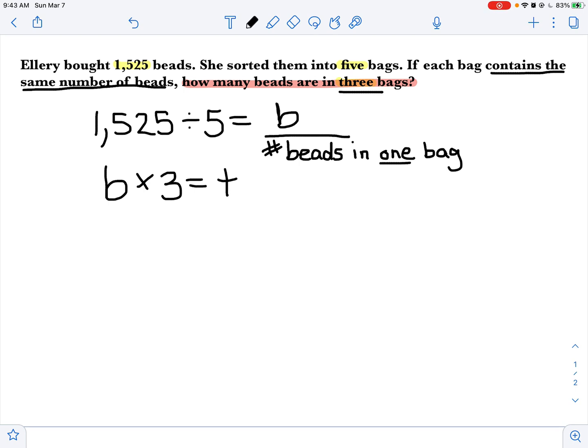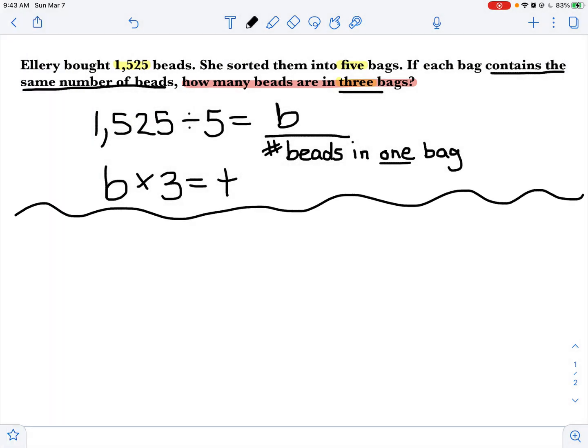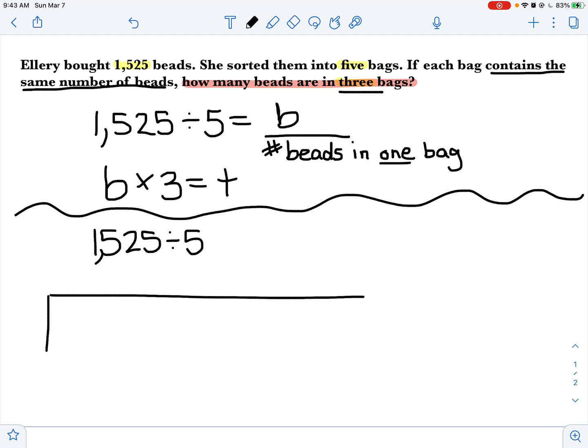So now I've determined what my 2 separate steps are that I need to take, and I'm going to go for it. So I'm going to start with 1,525 divided by 5. And I know this is going to come out with no remainder because I know the rule about dividing by 5: if my dividend ends in a 0 or a 5, I know it is a multiple of 5 and therefore I can divide it by 5.